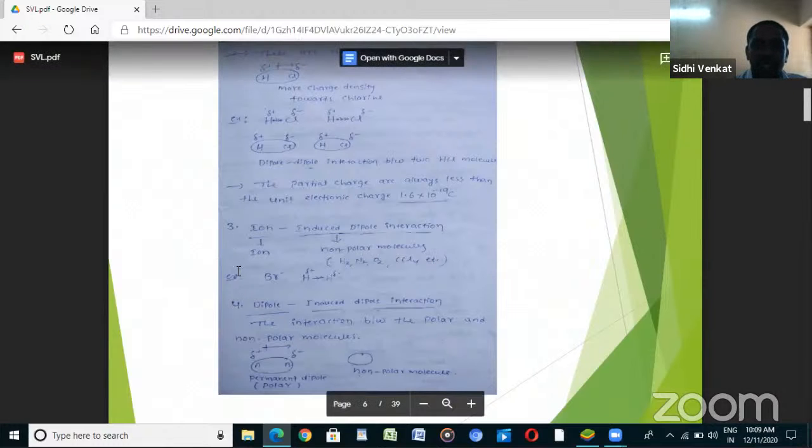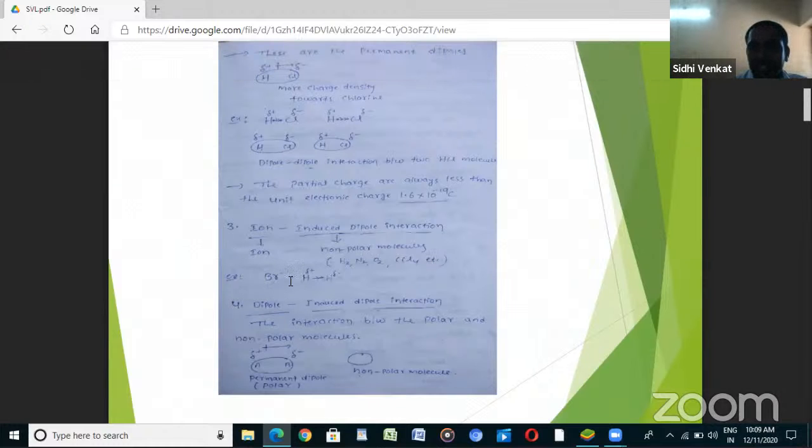What is ion induced dipole interaction? The force of attraction between ion and non-polar molecules. What are non-polar molecules? H2, N2, O2 and CCl4. Here, what is the ion we are taking? Br minus is the ion.